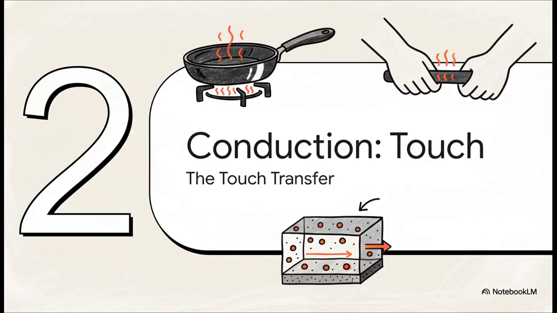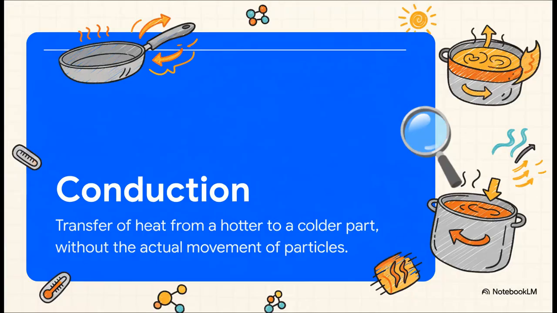All right, let's meet our first musketeer. Conduction. This one is all about direct touch. You can think of it like a game of pass the parcel, but instead of a parcel, we're passing heat. Now, the really important thing to remember here is that the tiny particles themselves don't actually pack their bags and move. No way. They just vibrate like crazy and pass that energy to their next door neighbor, who passes it to their neighbor, and so on down the line. That's conduction in solids for you.